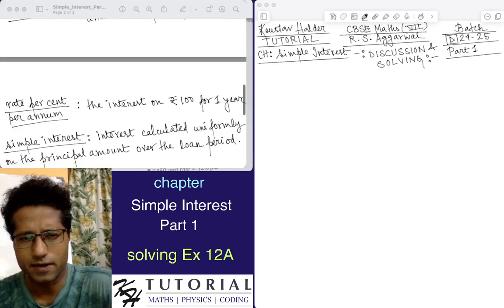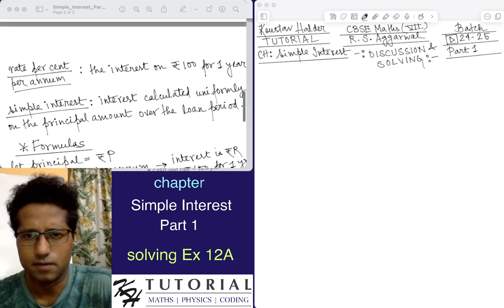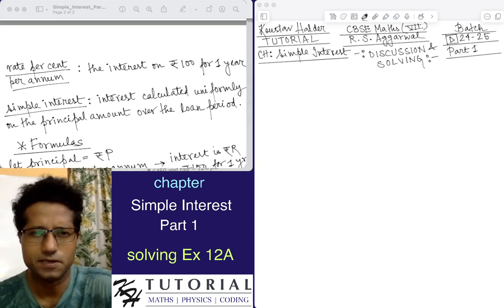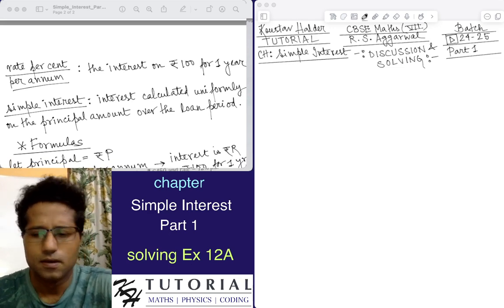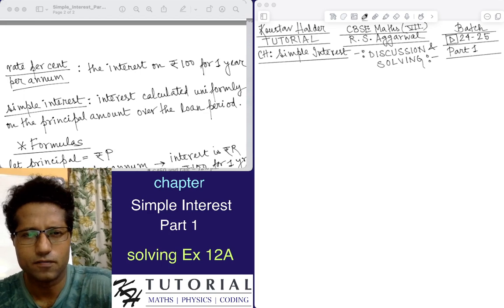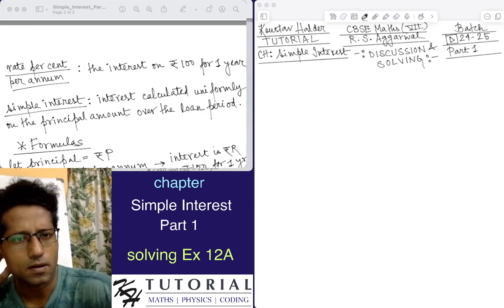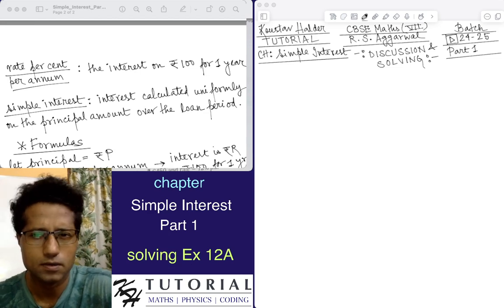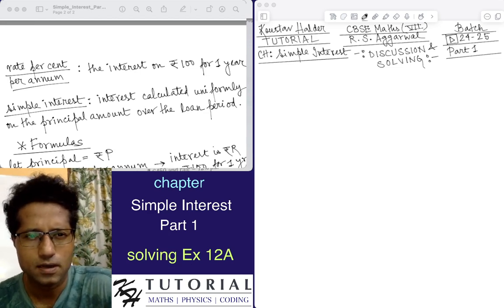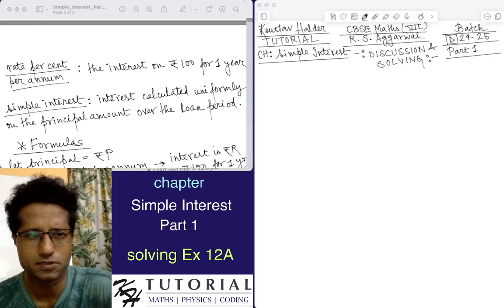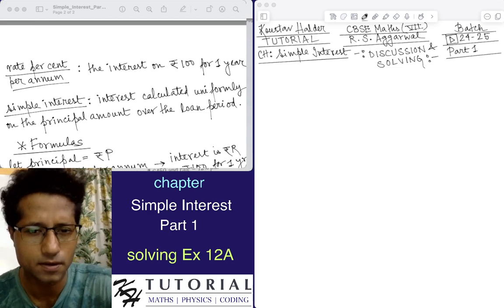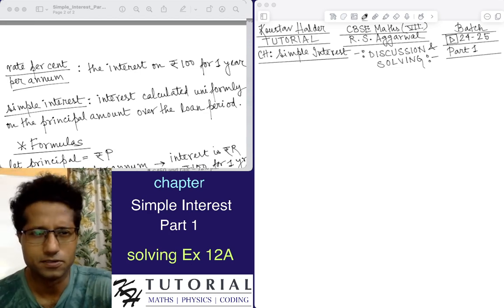Okay. What is rate percent per annum? This is very, very important. The whole calculation of interest is based on this parameter, rate percent per annum. What is this rate percent per annum? It is the interest on rupees 100 for 1 year. Which means, when you are borrowing some money from someone, that person or that organization has to tell you the rate percent per annum, based on which they are lending you the money.